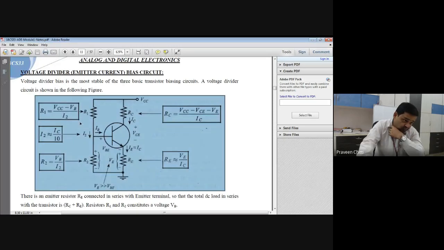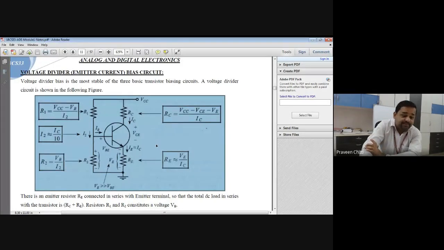Now, when you see this circuit, it is called the voltage divider bias circuit or the universal bias circuit, and it provides excellent biasing and stabilization to the transistor. If you want to do the analysis of this circuit, there are two ways in which the analysis can be done.